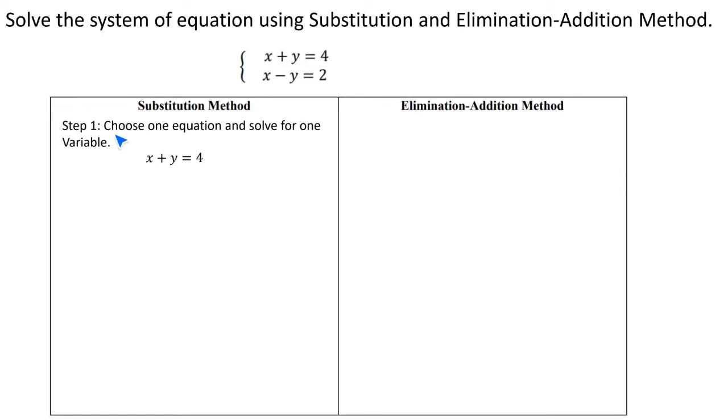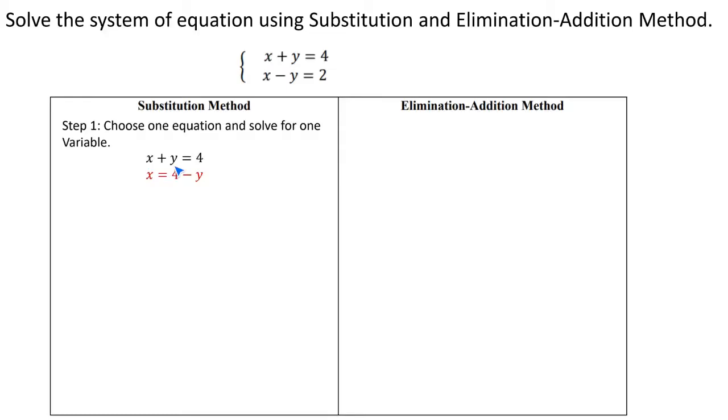So if you want to use the substitution method, the first thing you want to do is to choose an equation from these two right here, and we're going to solve for a variable. So I'm going to choose x plus y equals 4. If I want to solve for a variable, I'm going to subtract y on both sides, or I could have subtracted x. It doesn't matter which variable you solve for.